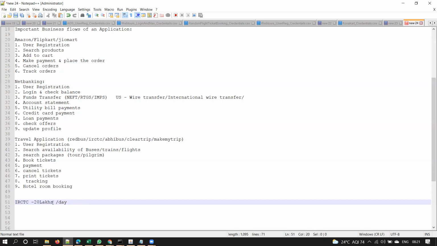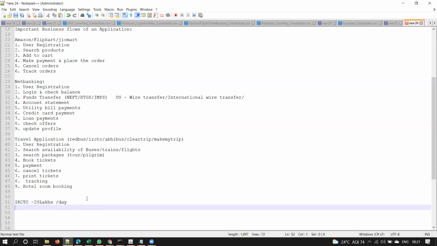Out of these 20 lakh tickets, online tickets will be around 15 to 17 lakhs. Okay, so online tickets used to be some 17 to 18 lakhs per day. And we have IRCTC reservation counters also, right? Through those reservation counters, the remaining 3 to 4 lakh tickets will be booked. Some 2 to 3 lakhs, whatever it is, approximately. I'm giving some rough numbers.